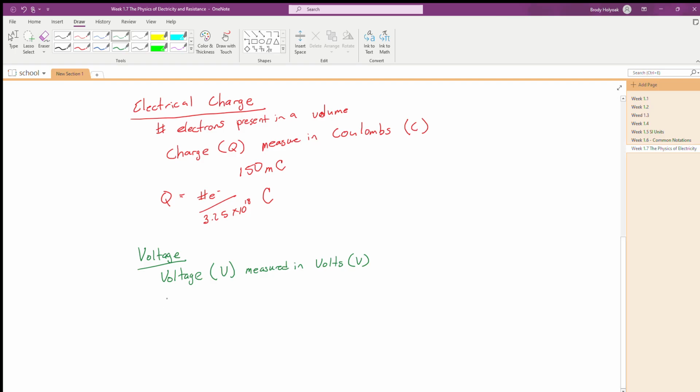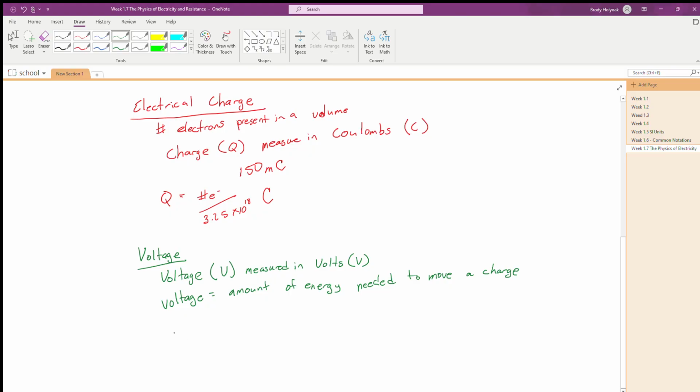So voltage is defined as the amount of energy needed to move a charge, measured in volts. So the amount of energy that's needed to move this electrical charge, which is the number of atoms, the number of ions, electrons, sitting in a location. So how much energy is needed to push those guys around?